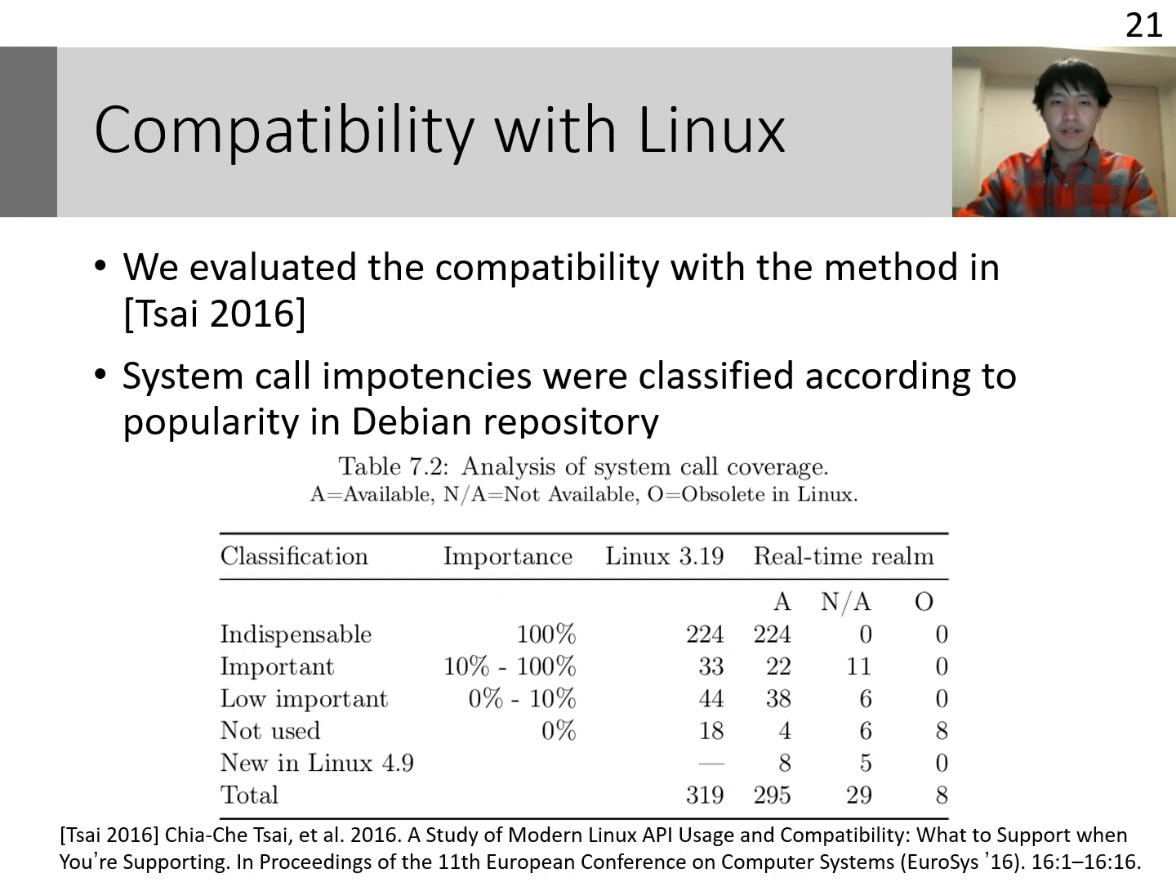We evaluate our design and implementation's compatibility to Linux with a paper published in EuroSys 2016. Each Linux system call is classified according to its popularity in the Debian repository, and in the table we can find that our design is able to support all 224 indispensable system calls, and only some important and low importance system calls are not supported. This proves that our system is compatible with Linux.